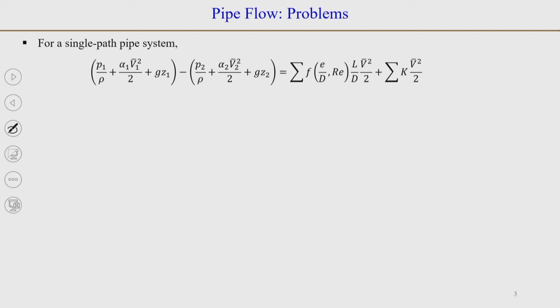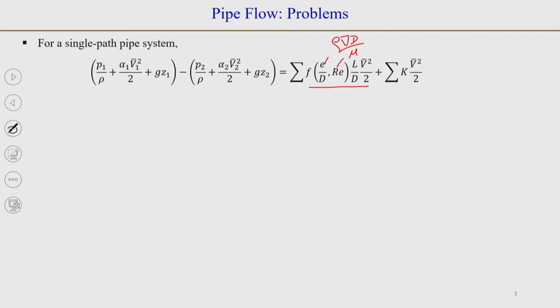Now, we can write down the equation here. So, we can replace the major losses by the equation f L by D V squared by 2, and to take into account the fact that f is a function of epsilon by D and Re, and Re is rho V bar D over mu, and this is K V squared by 2, all the minor losses.